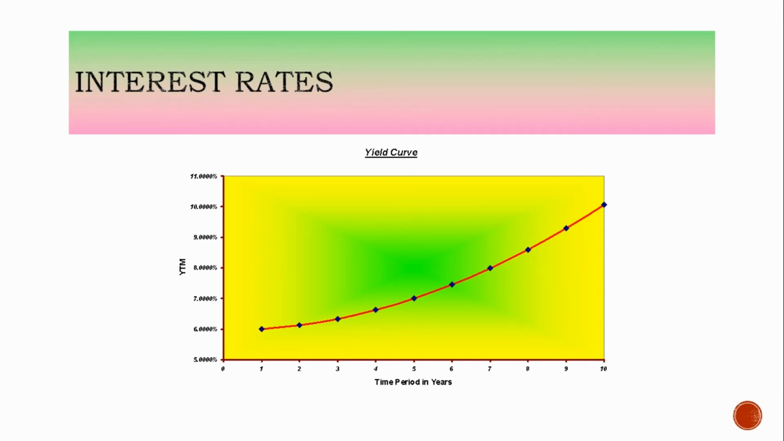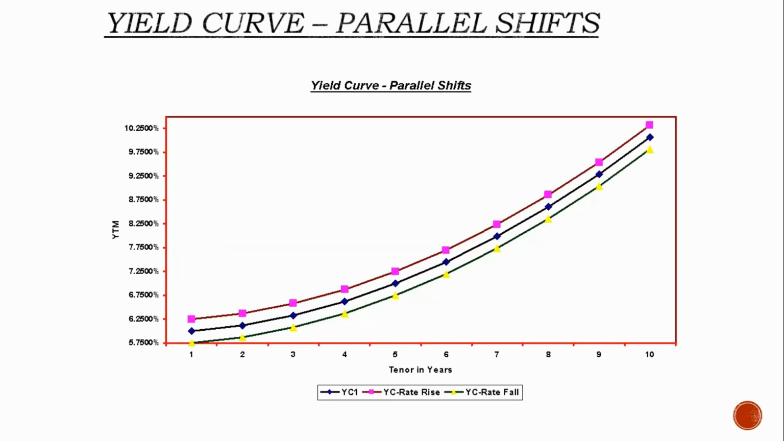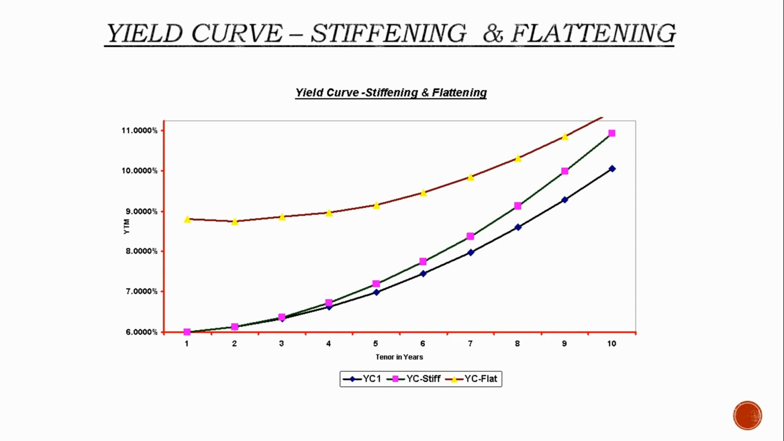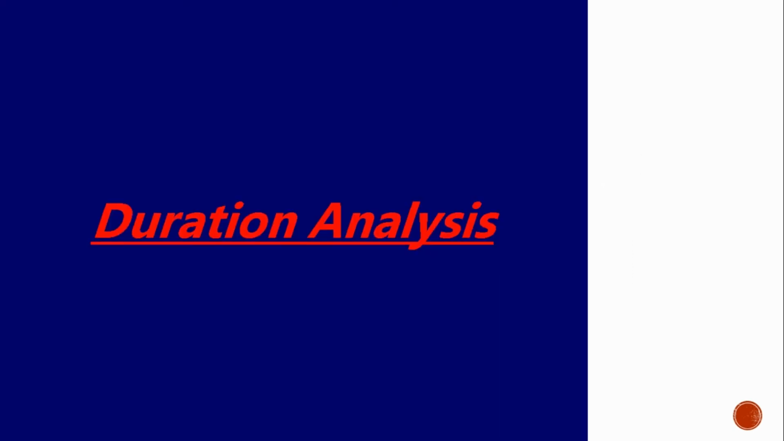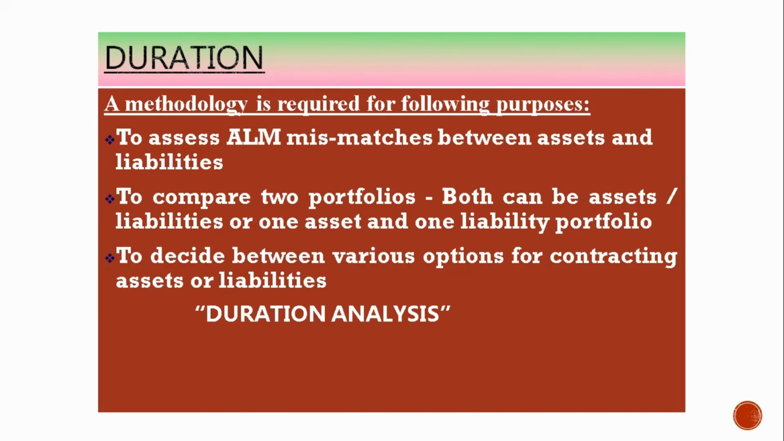Now this is the fluctuating interest rate, which is the yield curve. Yield curve parallel shifts. What are different rates of interest? Steepening and flattening. Now let's talk about duration analysis. It is a methodology which is required for the following purposes: to assess asset liability mismatch between assets and liabilities, to compare two portfolios, both can be assets or liabilities, or one asset and one liability portfolio, to decide between various options for contracting assets or liabilities.